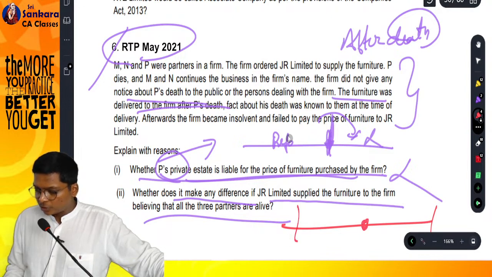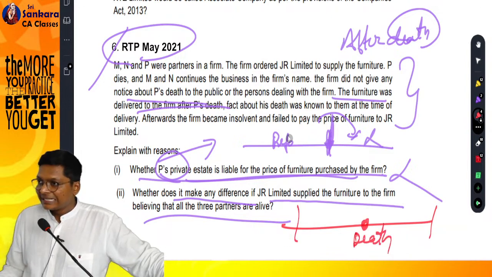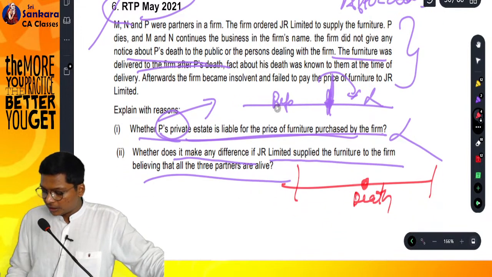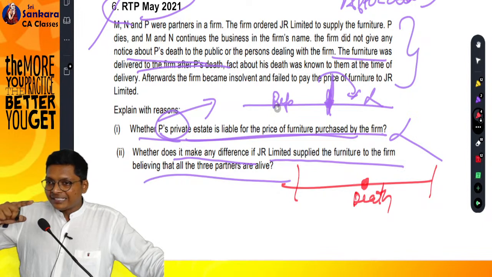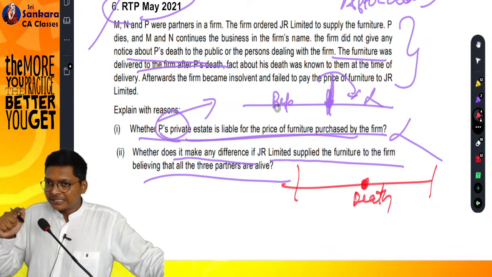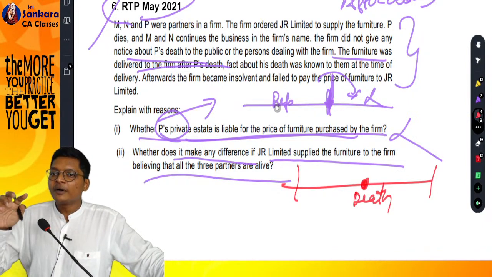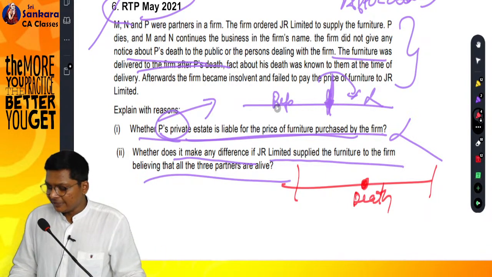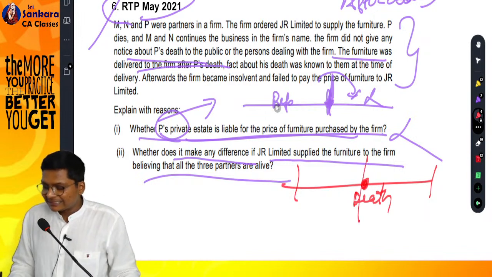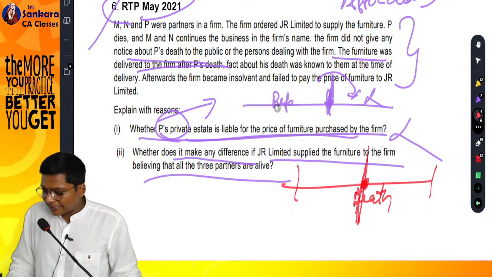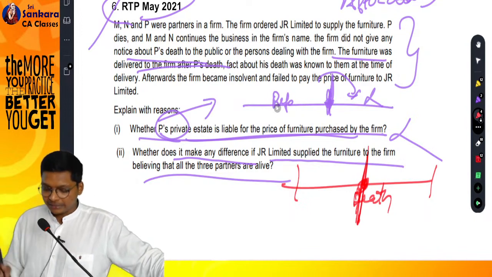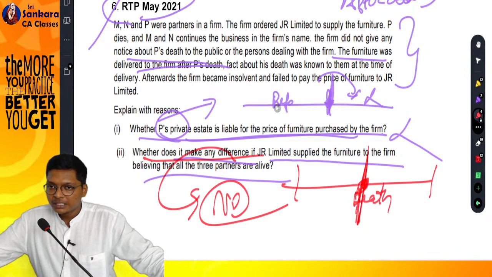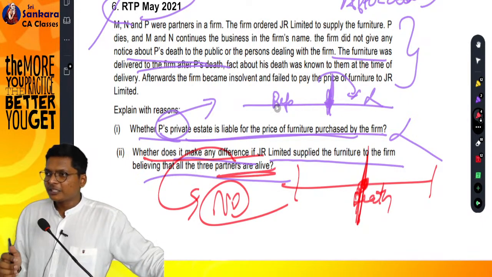Let me take both scenarios. This is the date of death. You are supplying furniture for the company. Whether your new partner is dead or alive, still who's buying the goods? Firm. So who's liable? Firm is liable. But if partner is alive, he is also liable. If partner is dead, he is liable until the liability up to date of his death, his estate. So does it make any difference? No, it does not make any difference whether the partner is alive or not.